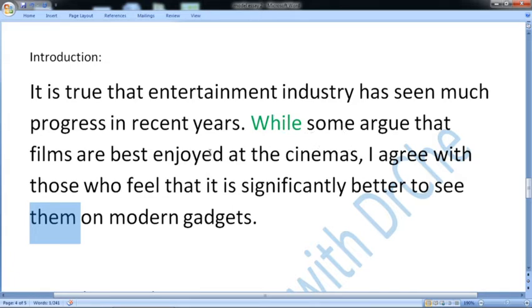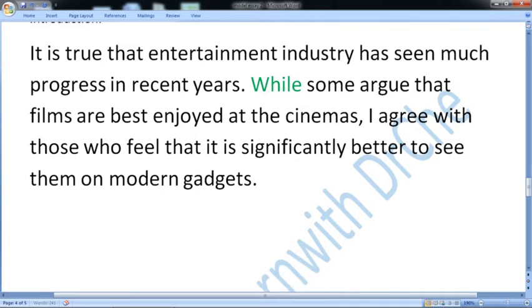While some argue that films are best enjoyed at the cinemas, I agree with those who feel that it is significantly better to see them on modern gadgets. Very good paraphrasing. Now our introduction is complete. We have to move to the next step, that is to write the first body paragraph. There is one error in the introduction. Can you spot what the error is? Okay, let us wait to see if you can spot it.